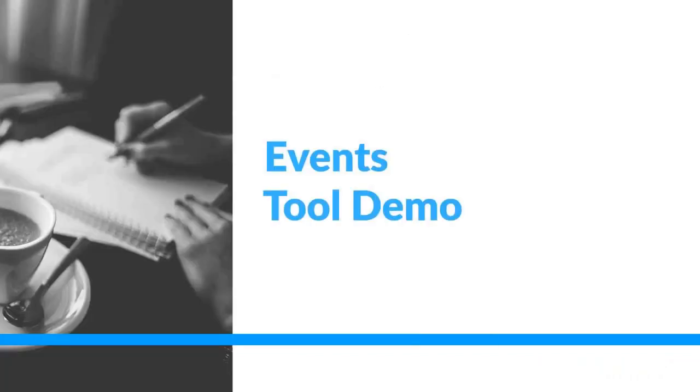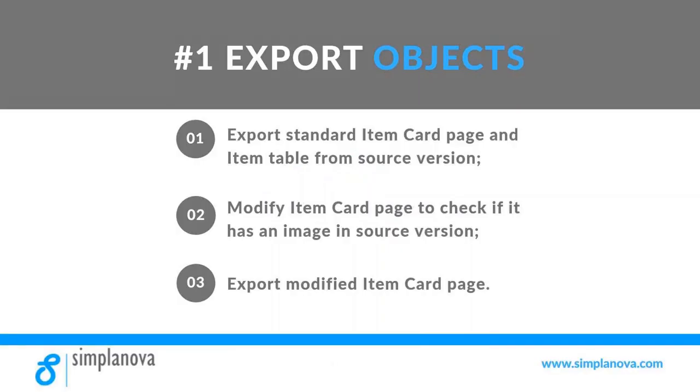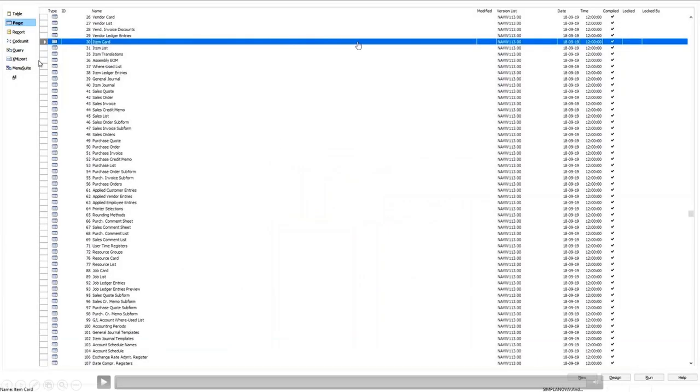So let's start with the demonstration. What I'm going to show today is one item card page conversion, which is quite a simple one, but this is just to showcase how the tool works. So for the first step, we're going to export the standard item card page. We're going to modify it later and also export this modification.